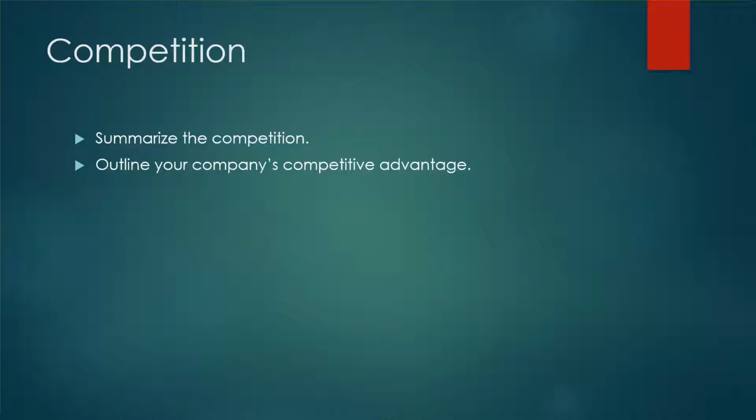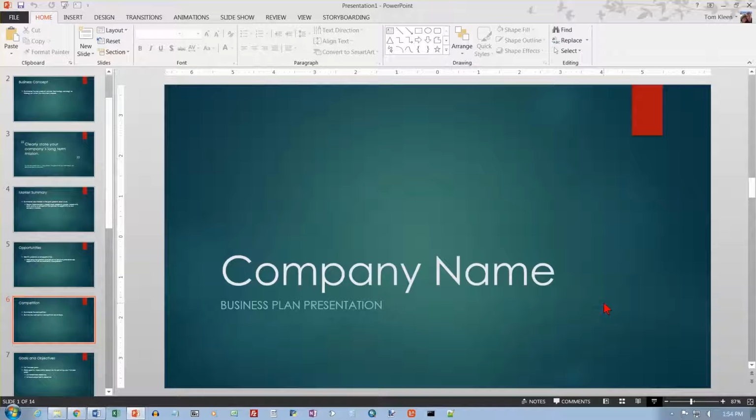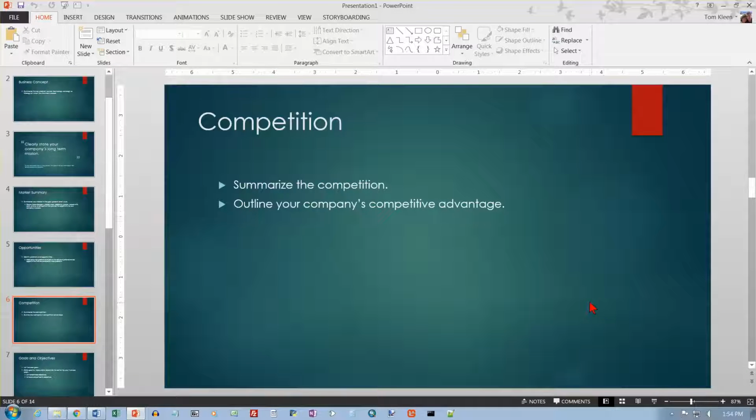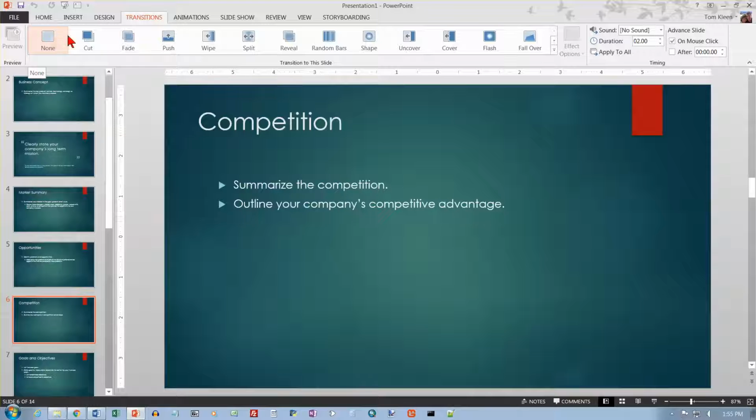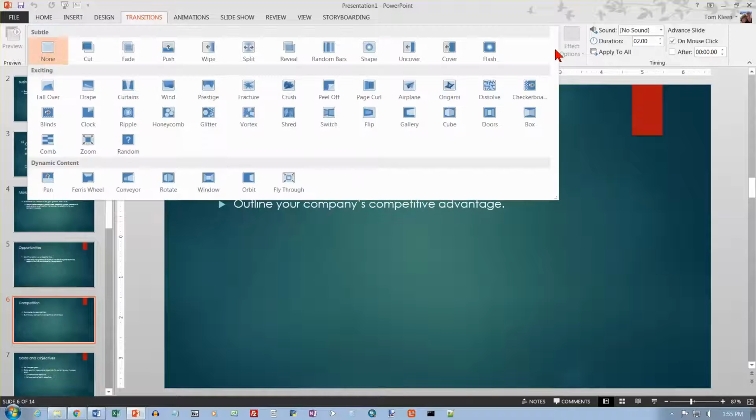So I'm going to hit escape now to go out of my slideshow view and go back into the editing view. So let's go to our list of transitions here, and we see a bunch of options. This is not all of them. If we click on the More button, we can see there are quite a few, and they're categorized as either being subtle or exciting or dynamic.